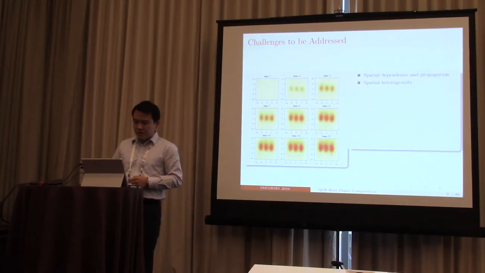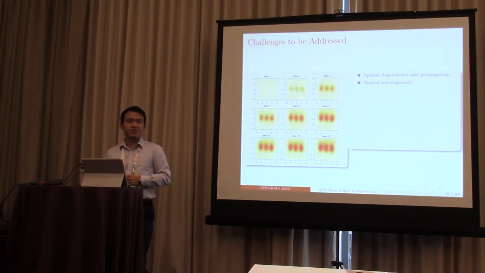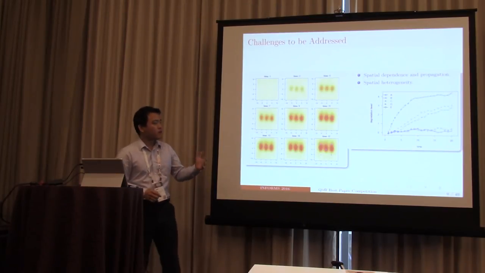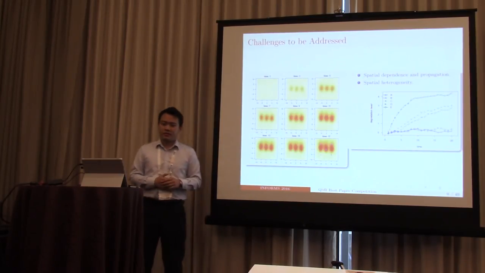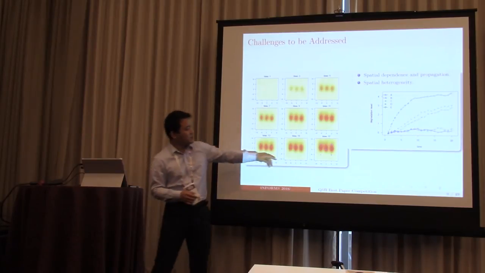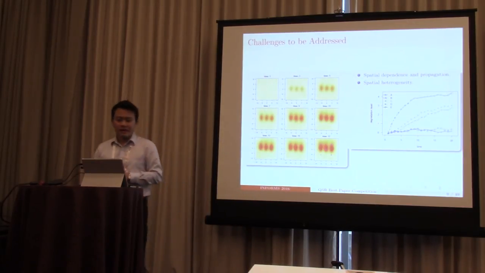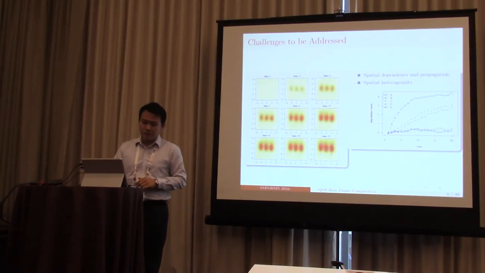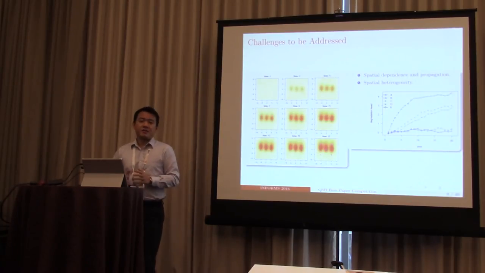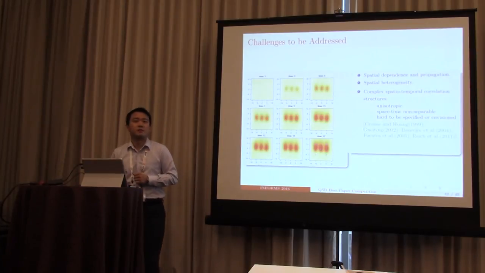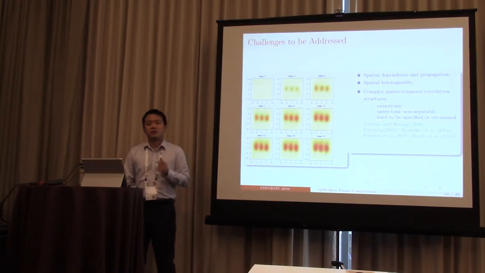The second challenge, spatial heterogeneity. Basically it means that at different spatial locations, very often we're dealing with different degradation patterns. Like in this case, at different locations A, B, C, D, E, we actually have completely divergent patterns. This is very common. Because of these two challenges, if we model this process by a spatial-temporal random field, most likely it's going to have a very complicated spatial-temporal covariance structure.